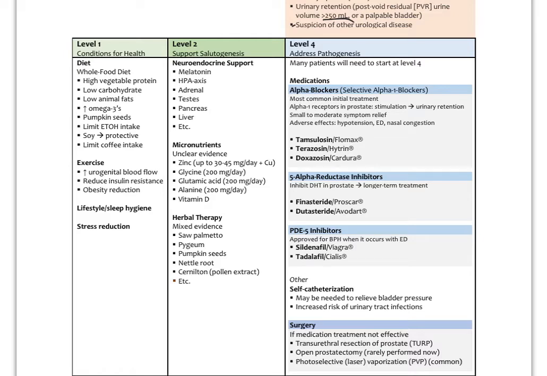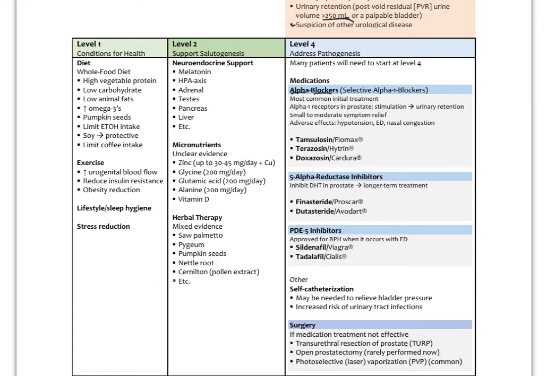So level 4 therapies, usually the medications would include the primary medication that most patients are started on, the selective alpha-1 blockers. So the most common initial treatment. And remember, alpha-1 receptors in the prostate are receptors for norepinephrine, epinephrine, and they're going to cause urinary retention. So by blocking alpha-1 receptors, that's going to improve urination. So there's a small to moderate symptom relief with these. The adverse effects of alpha-1 blockers would be hypotension systemically, erectile dysfunction, and nasal congestion.